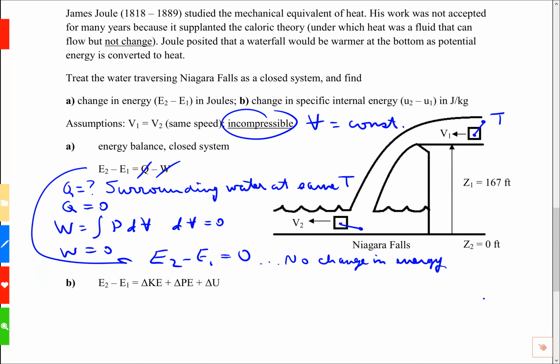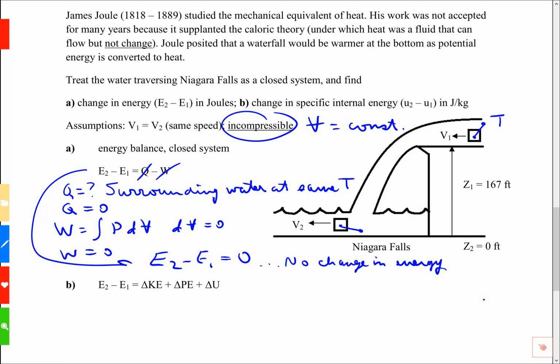What's going on with internal energy? Well, we're going to take the energy change and break it down. Some of that is a change in kinetic energy, some of that is a change in potential energy, and some of that is a change in internal energy. And each of these has units of joules. All right, the left-hand side is zero.